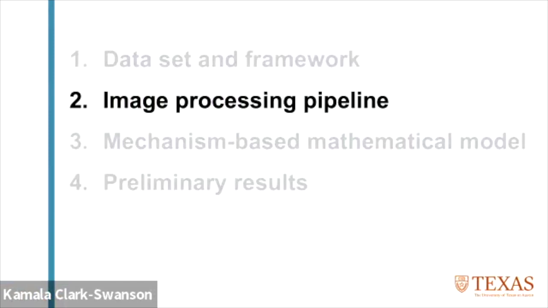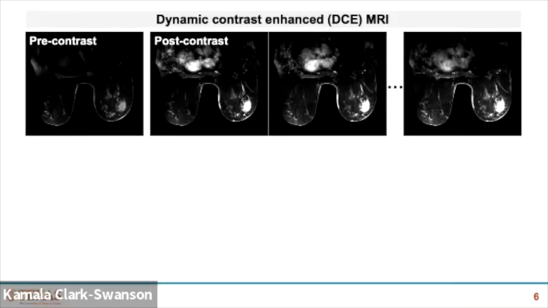All right, so moving into the image processing pipeline. First, we just have the raw data. The 2 types of MRI we're looking at here: dynamic contrast MRI is the first one. There is 1 pre-contrast scan, and then the contrast agent is administered intravenously. They range from 5 to 8 post-contrast images, and these are spaced about 90 seconds apart.